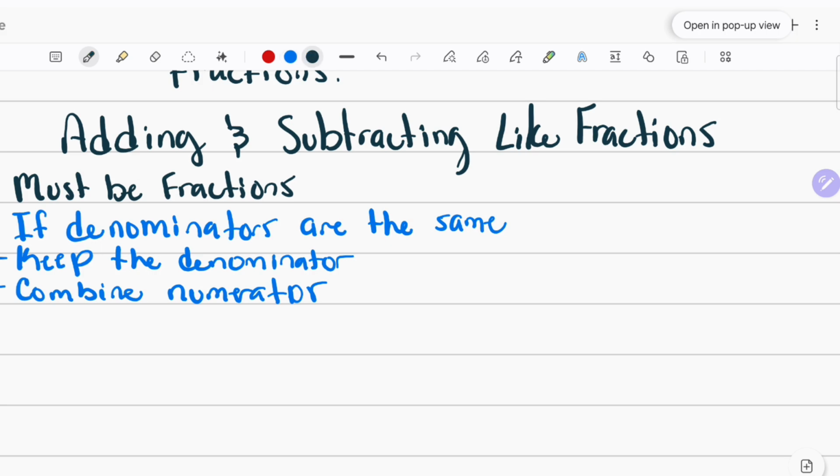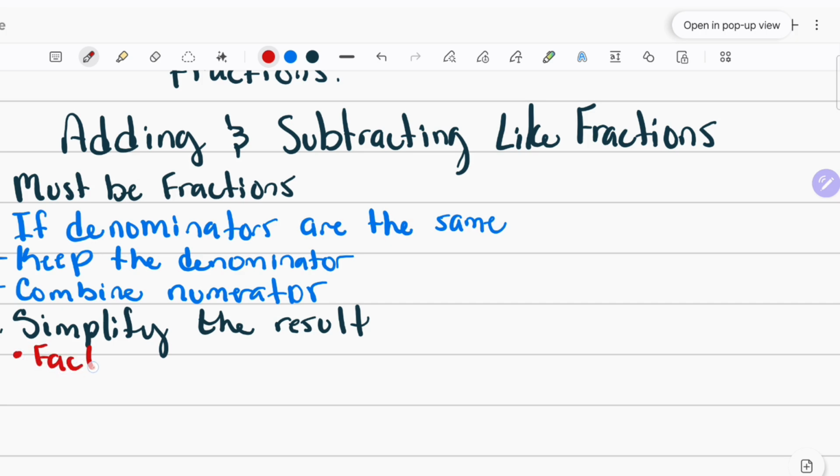And then the last step, step three, is to simplify the result. Whatever answer you get, simplify. And simplify has three parts to it. We've all seen it. Factor who?